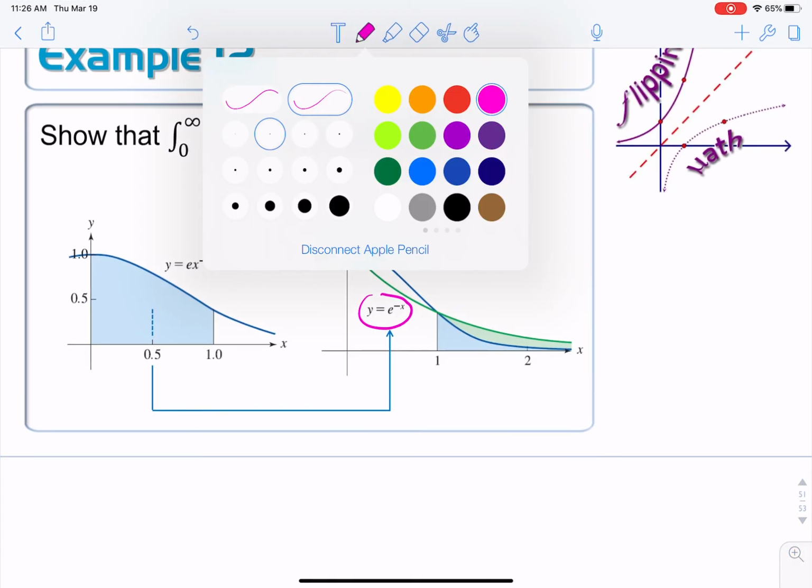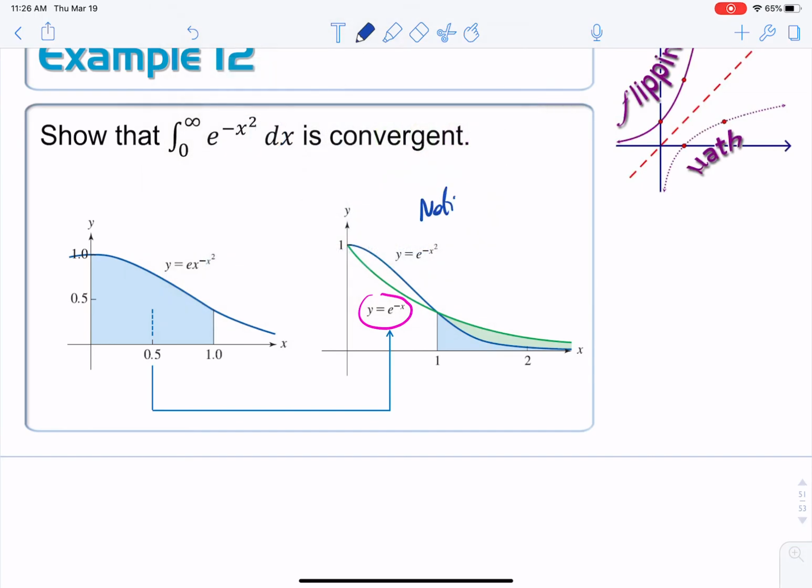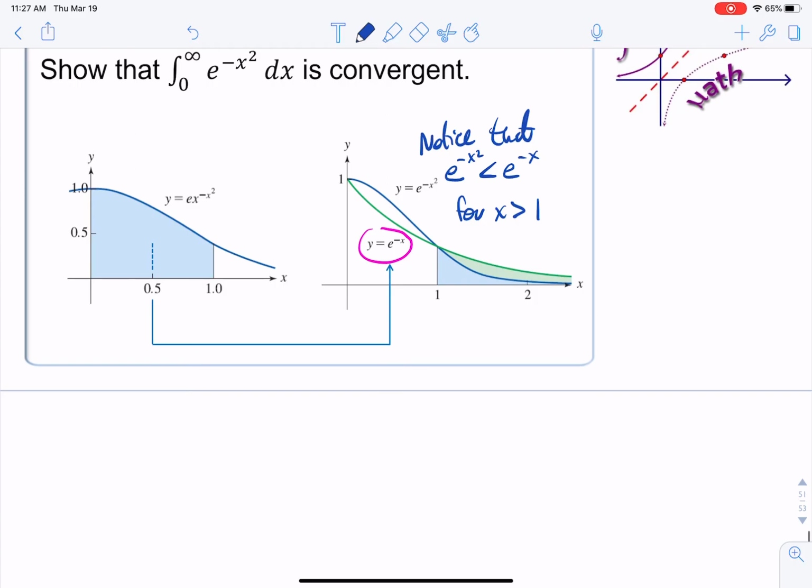So what we want to know, notice that e to the negative x squared is less than e to the negative x for x greater than 1. And that's what we needed to be true. And we're going to show that e to the negative x converges, and since ours is underneath that green one, then ours also has to converge. Right? So that's what we're going to look at.